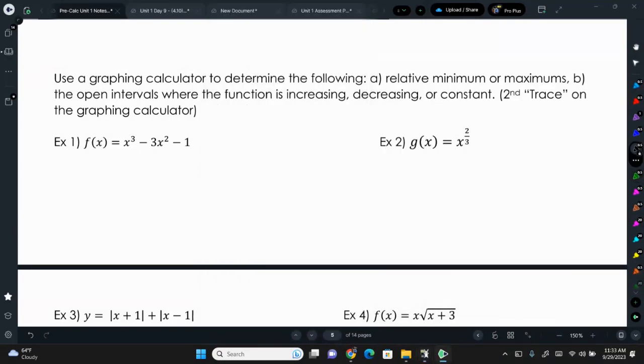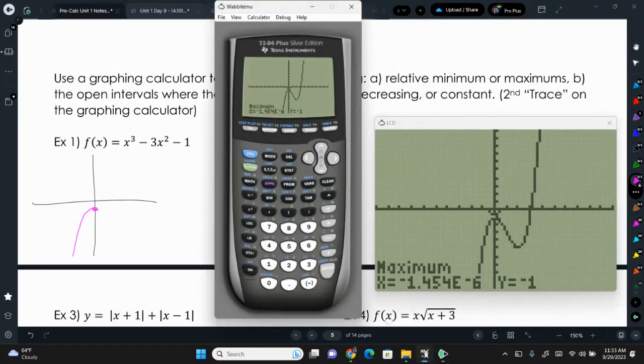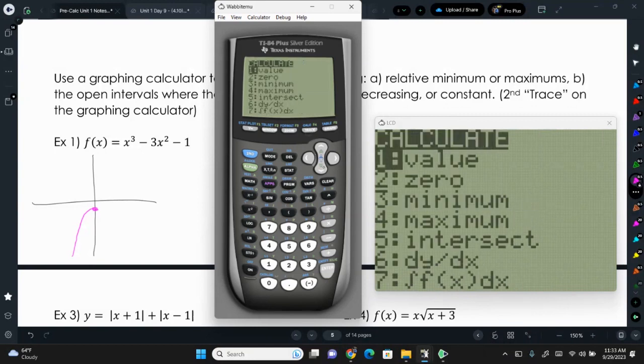So we're going to draw a rough sketch to help us. So 0, negative 1, we had a maximum. Then it's going to come back down. So we're going to do second trace minimum.